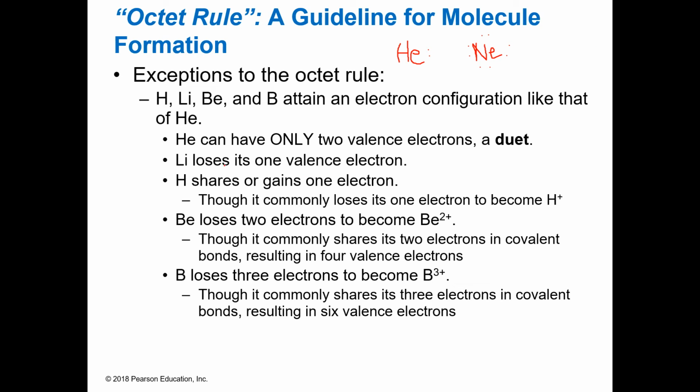Lithium will lose 1 to get like helium. Hydrogen can share or gain an electron to get like helium. Beryllium will lose 2 electrons, and it becomes this beryllium ion with a 2+ charge. Boron will lose 3 electrons to become this boron ion, and that'll end up giving it a configuration like helium.